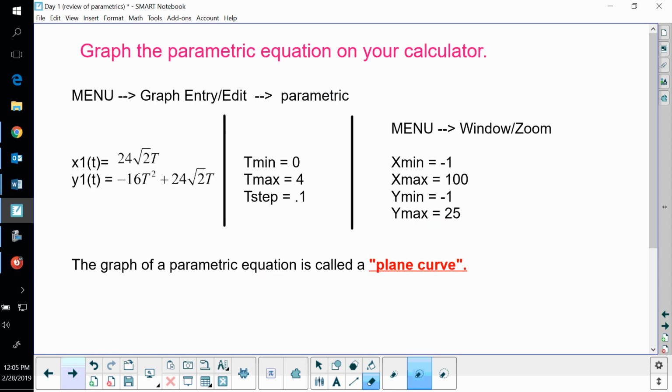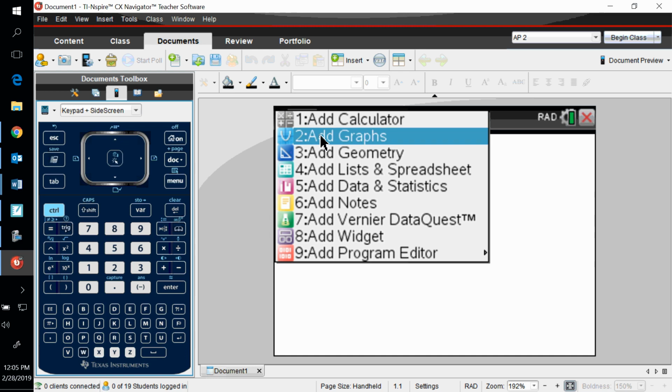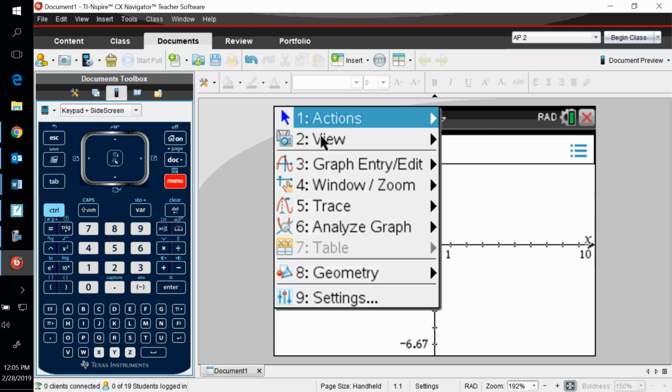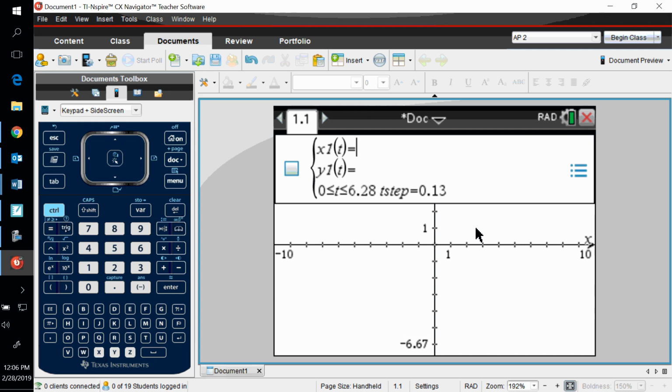So if you could take a second and take your calculator out, we're going to learn how to put a parametric equation in the calculator. So we've got to go to a graphs page. We'll go menu, graph entry edit, parametric. Now notice our variable is a t here, so we need to make sure we use the t when we're putting it in.